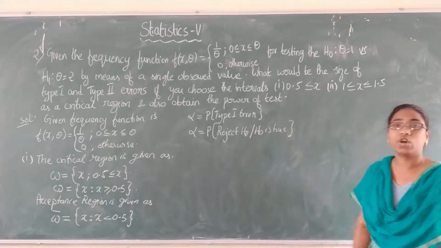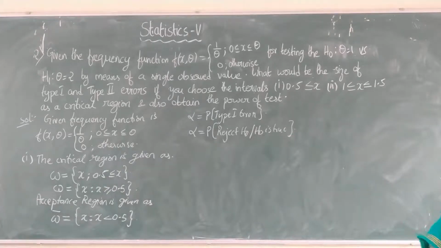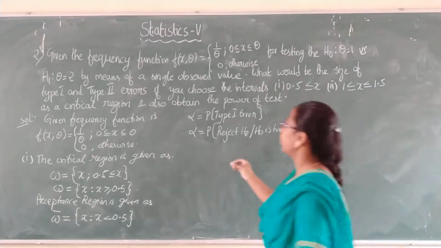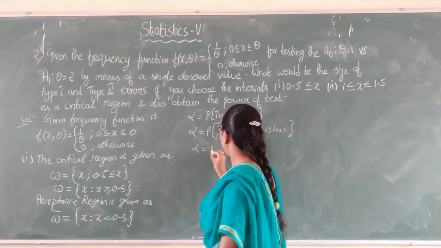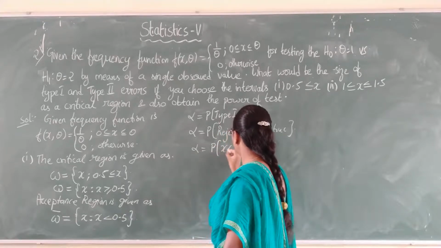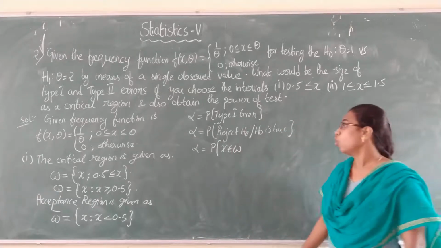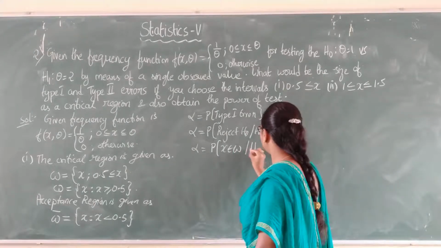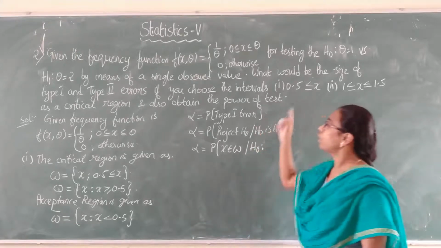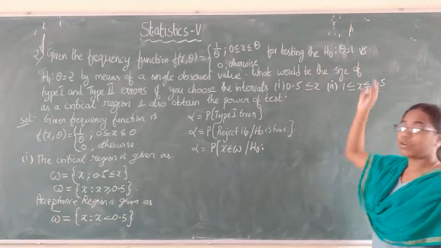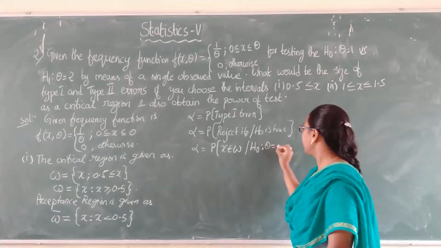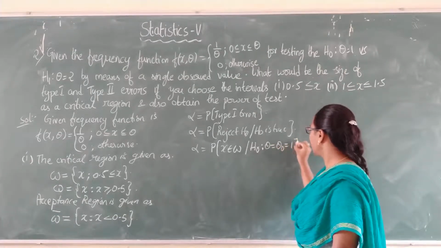So reject H0 means what region are we going to consider here? We are going to consider the rejection region, which is denoted with omega. So alpha equals the probability of x belongs to omega under H0. Reject H0 means the x value will belong to omega under H0. So under H0, what is the value given? Theta equals 1. Under H0, theta equals theta naught equals 1.